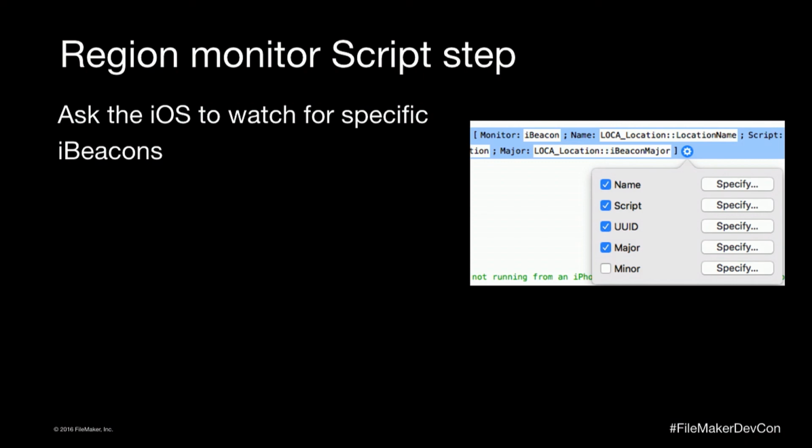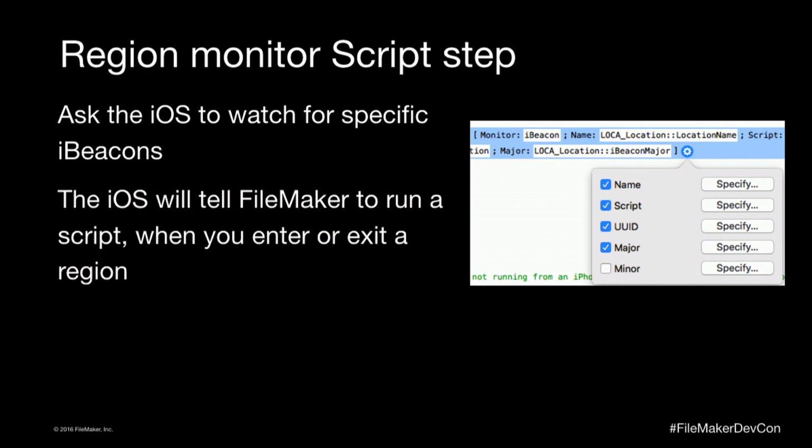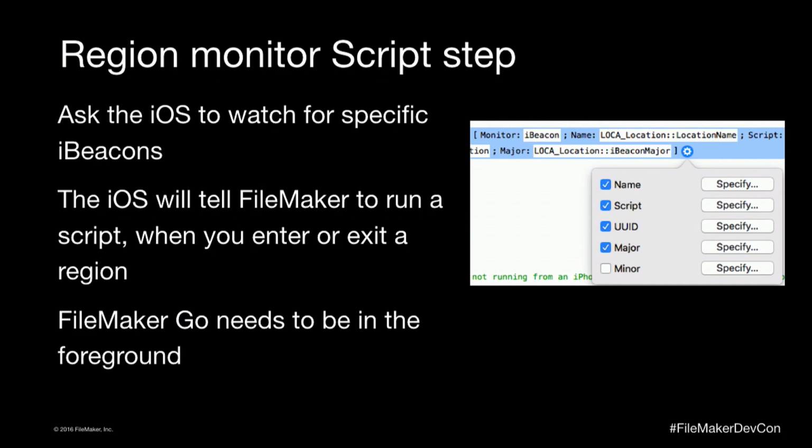Finally, we want to know which UUID, major and minor is attached to this region. So the UUID is the one for all the session rooms. The major, as I said, for this room was maybe 1014. And I haven't checked the minor because I don't care if it's 1, 2, 3, or 4. I just want to know that we are in this room. So the iOS is telling FileMaker whenever it detects that you enter a region or exit a region. And there's a little caveat here because we need to have FileMaker Go in the foreground in order for this to work.